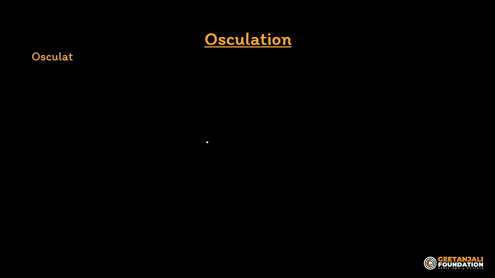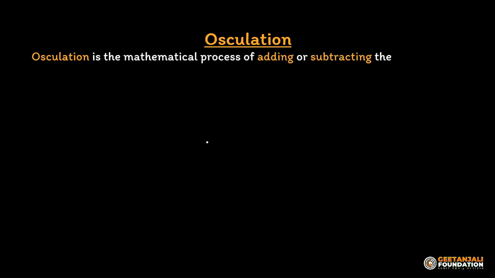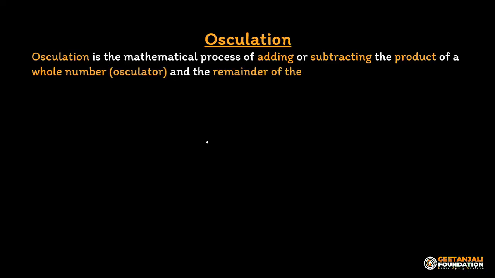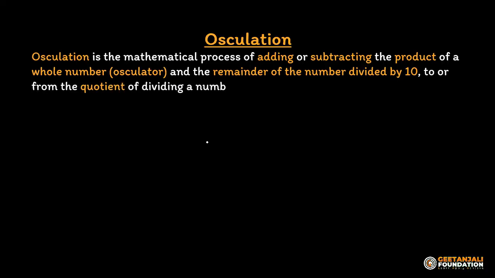One of them is osculation. So what is osculation? Osculation is the mathematical process of adding or subtracting the product of a whole number, that is the osculator, and the remainder of the number divided by 10 to or from the quotient of dividing a number by 10. When you read this definition, you may find it quite confusing, but it is not at all confusing. It is a very simple thing. I'll explain it to you with the help of an example.